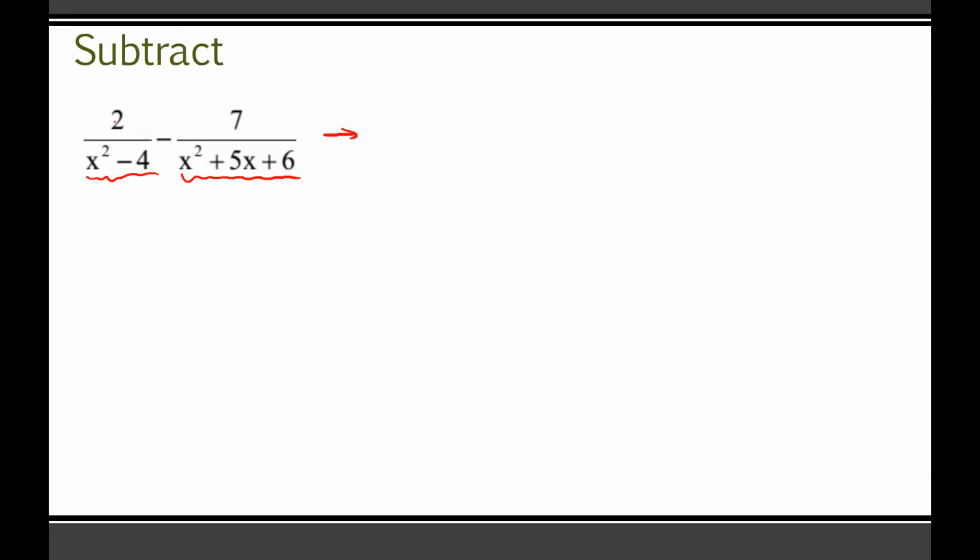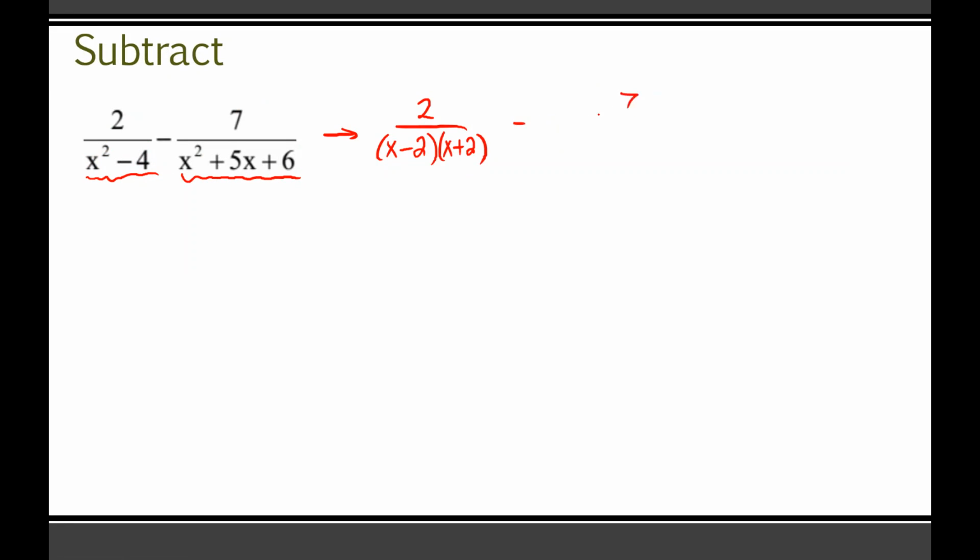So let's start with that. 2 over this guy right here, well, that denominator of x squared minus 4 is a difference of squares. So to factor a difference of squares, remember you take the square root of the first piece, take the square root of the second piece, and just multiply them as conjugates. So in other words, the square root of x squared is x, minus the square root of 4 is 2. And then you multiply it by the same thing, but as a conjugate. So x plus 2, that's the conjugate.